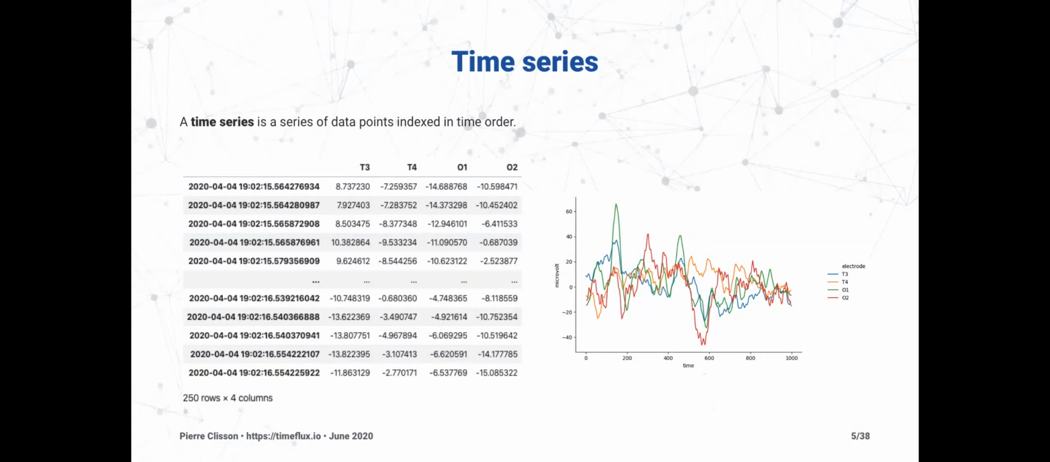So here it's EEG with 4 channels. On the left, it's represented in a tabular way, and on the right, it's plotted. So we can see the 4 channels, and on the left, we have the index, the time index. In Timeflux, we use pandas for 2D time series, and we use xarray for multidimensional time series.